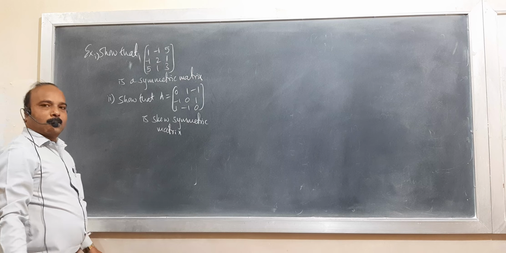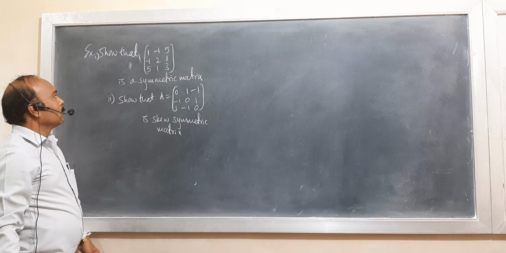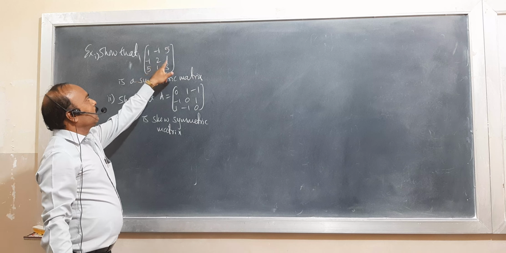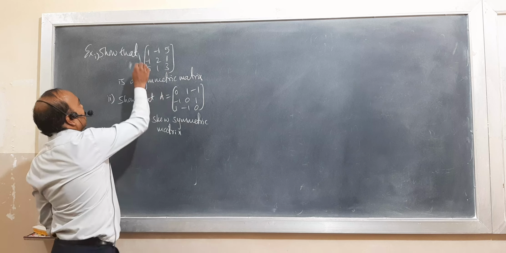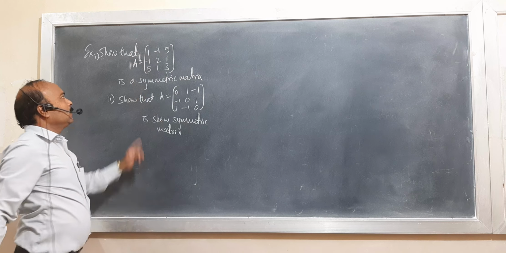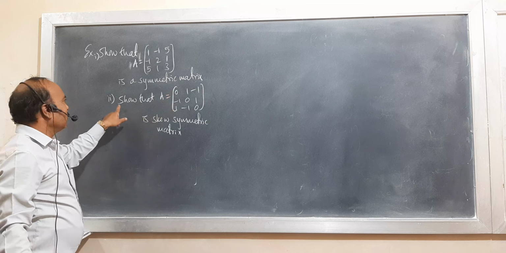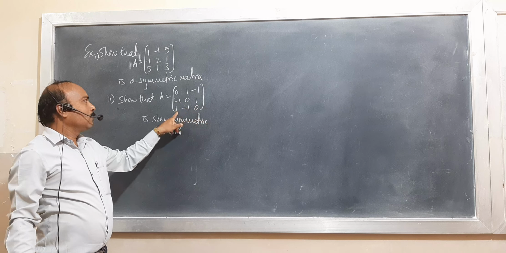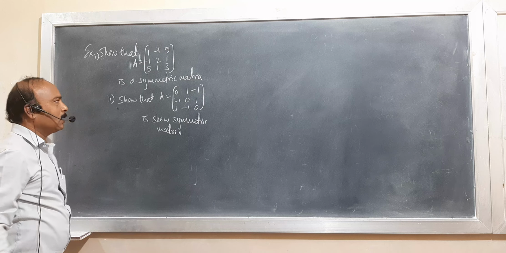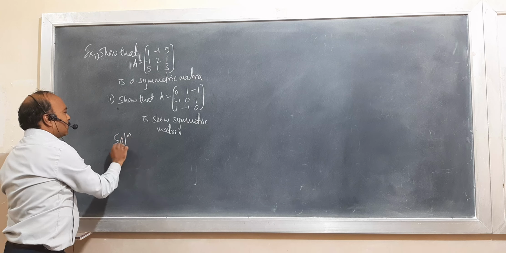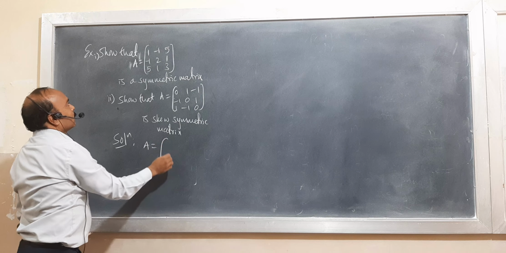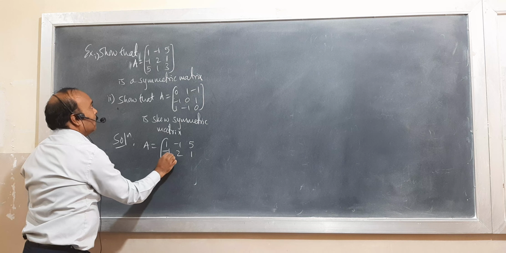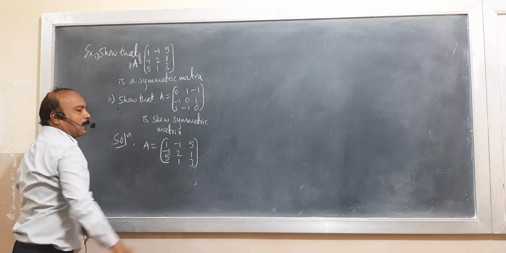Take this. Now we go for the next example. It is given that the matrix 1 minus 1 5, minus 1 2 1, 5 1 3 is a symmetric matrix, and the second one, 0 1 minus 1, minus 1 0 1, 1 minus 1 0 is a skew symmetric matrix. First we go for the first matrix. A equals 1 minus 1 5, minus 1 2 1, 5 1 3. It is the given matrix A.